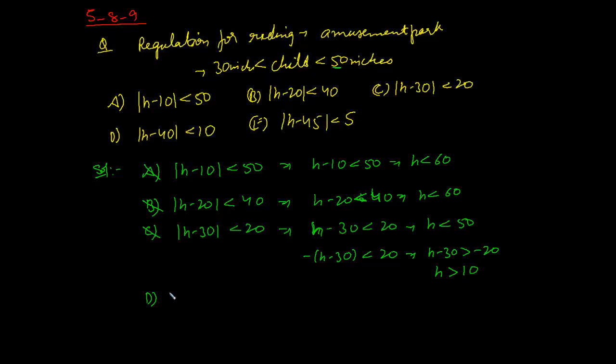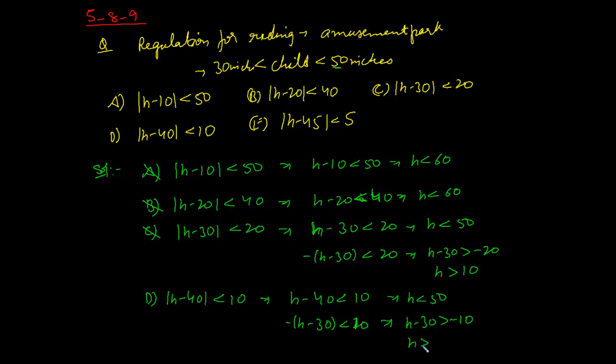Answer choice D, h minus 40 is less than 10. If we look at this, it becomes h minus 40 is less than 10, or we get h is less than 50. That works again, but when it is minus of h minus 40 less than 10, it makes h minus 40 more than minus 10, or h is more than 30. Again, not what we are looking at, so we are left with only answer choice C.